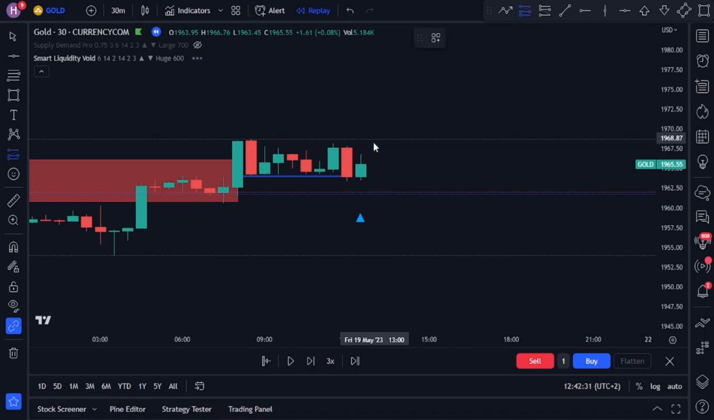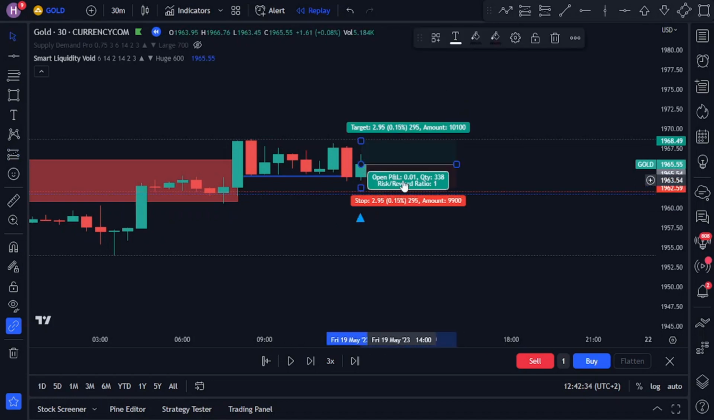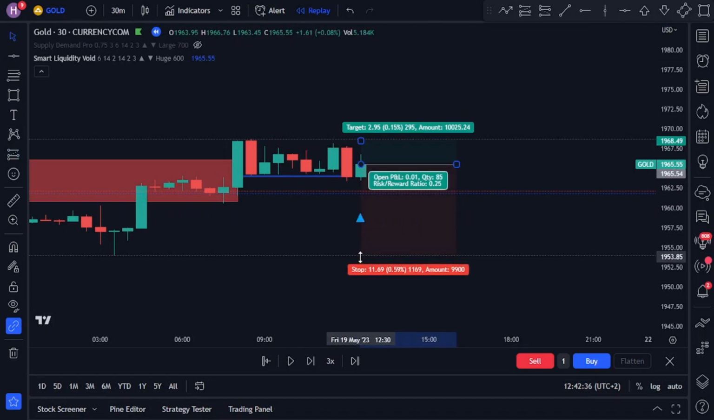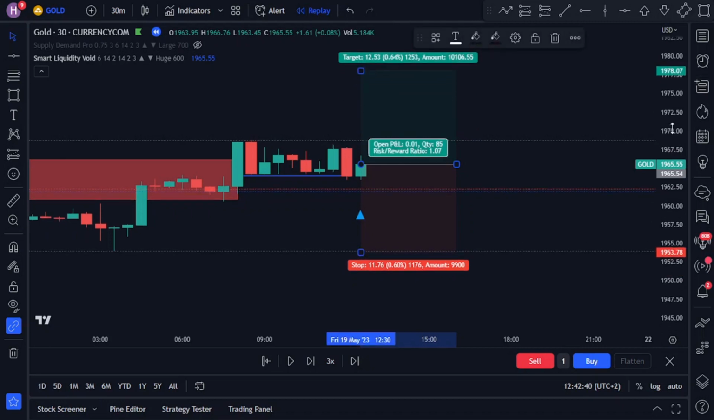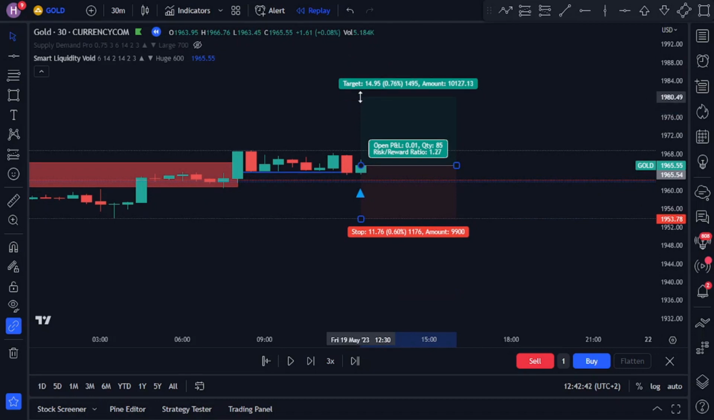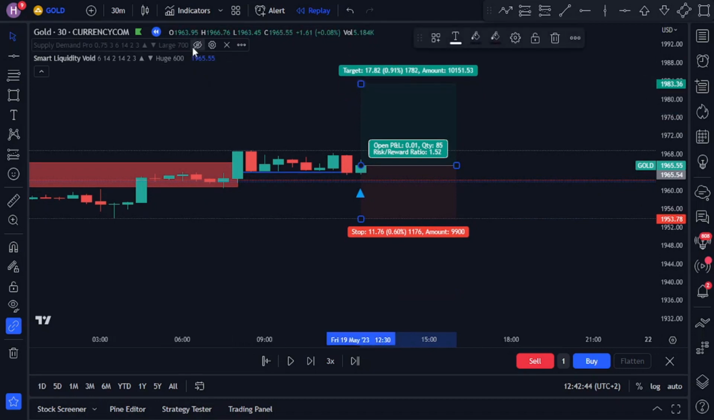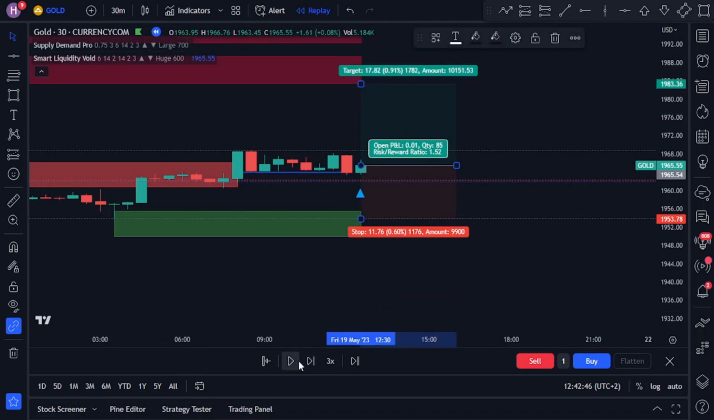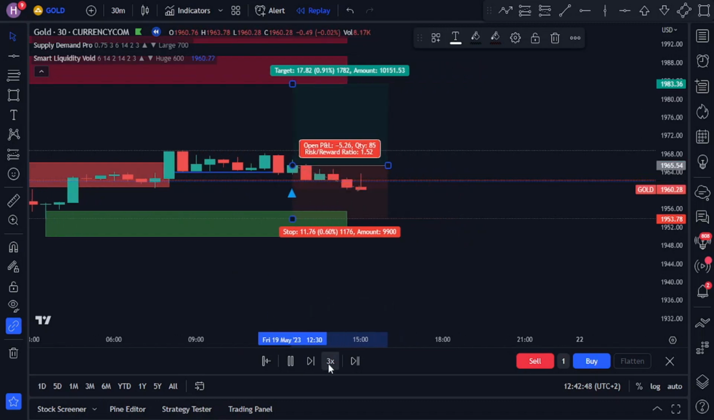However, we need to wait for the confirmation from the signal and the close of the candle. After the close of the candle, we can enter our buy trade with the stop loss below the recent swing and aim for a minimum of 1.5 risk to reward.